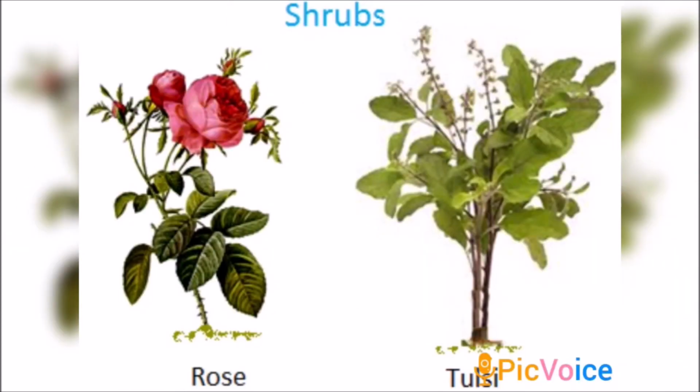What are these plants? Rose plant, tulasi. These come under the category of shrubs. How will shrubs be? Their stems will be brown and thick, but they won't grow very tall. They will be short. So these plants are called shrubs. The examples: rose, tulasi, and more.